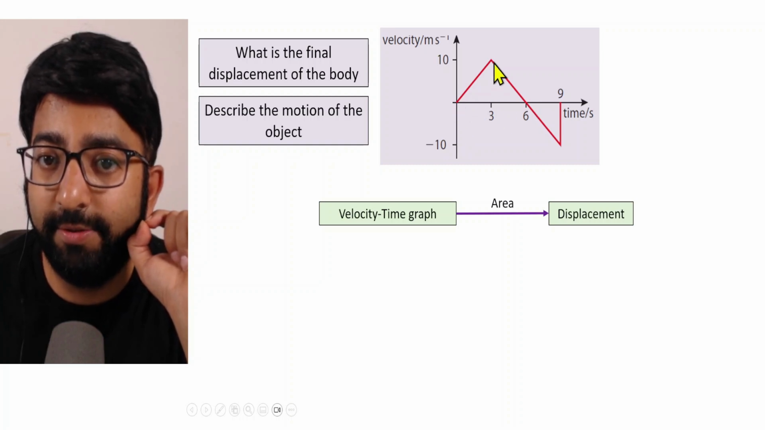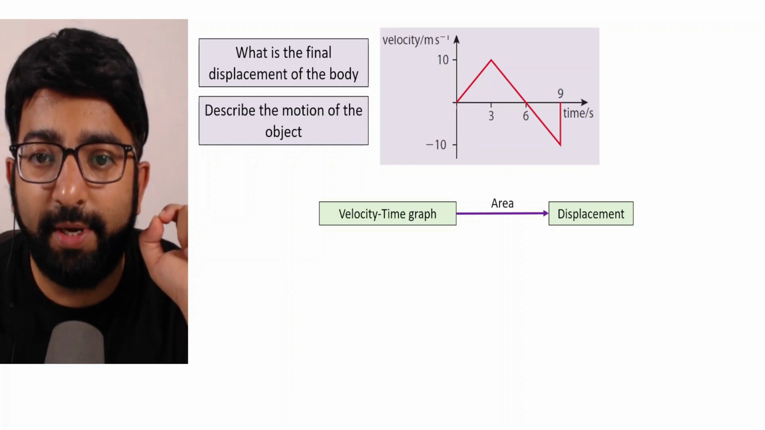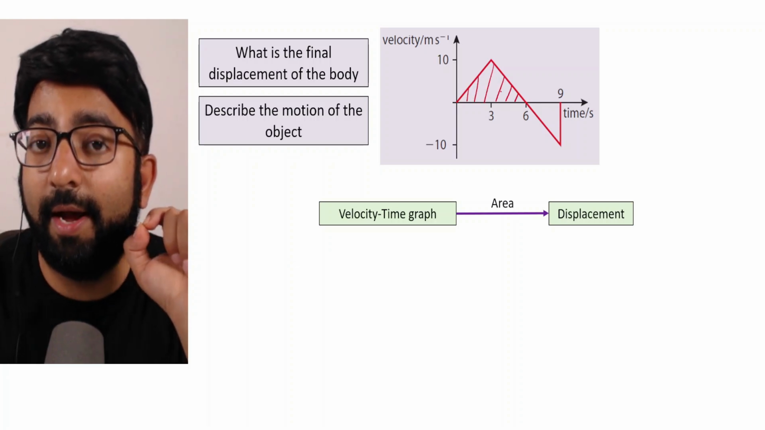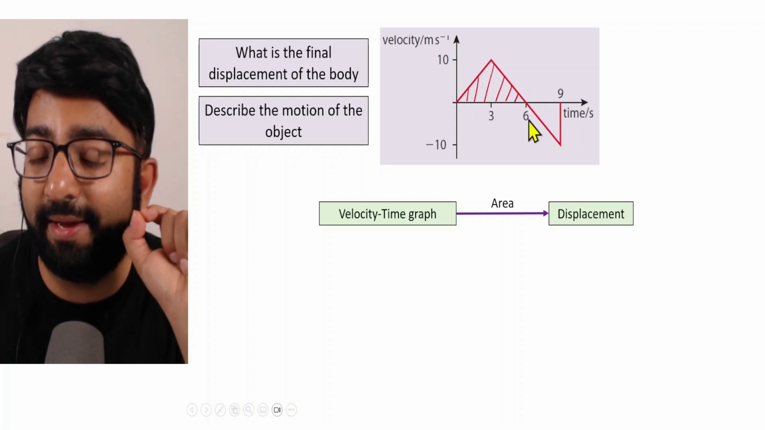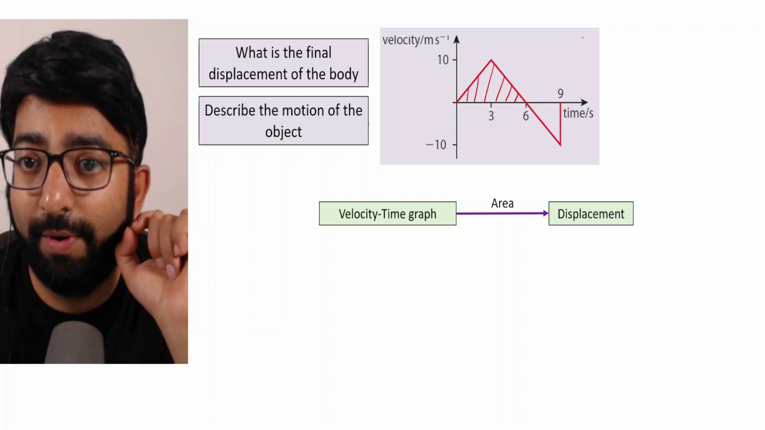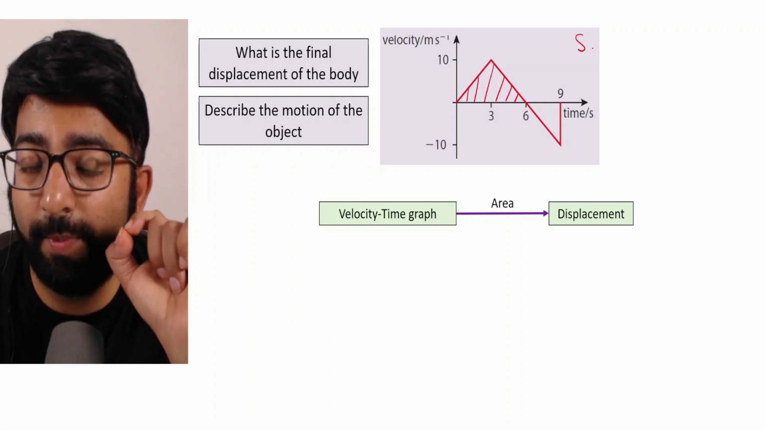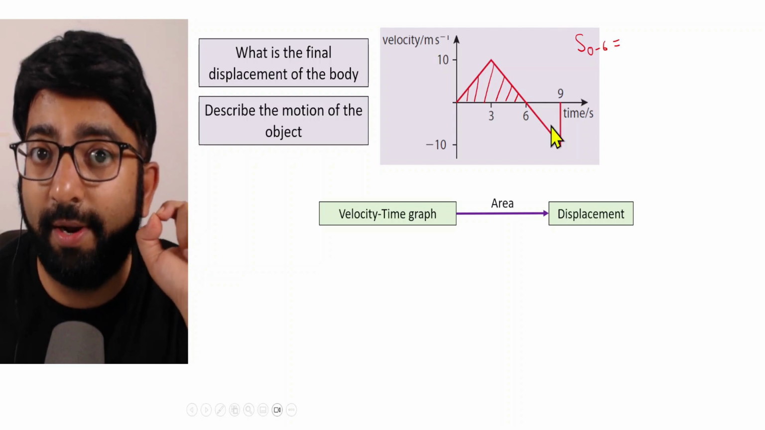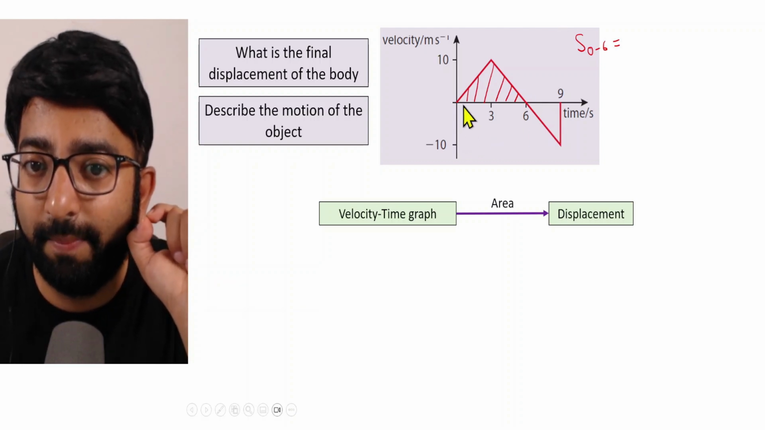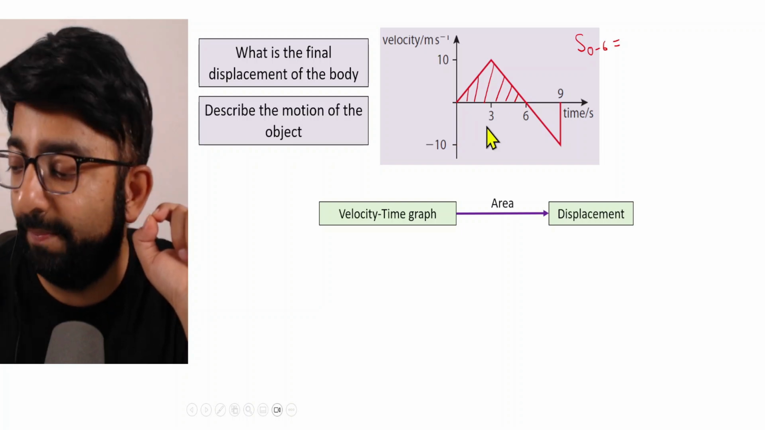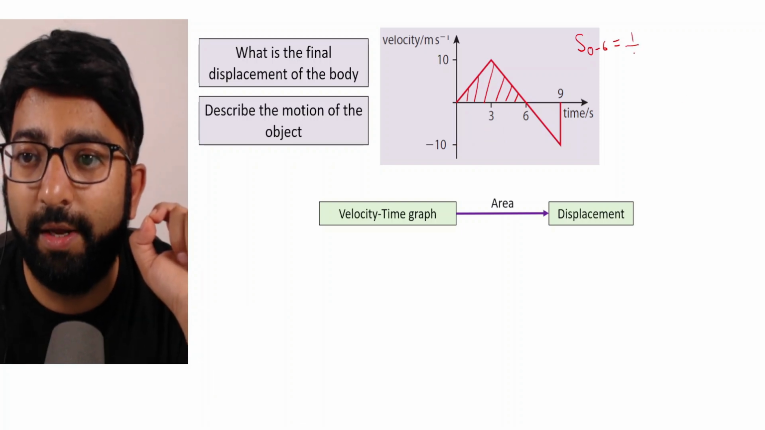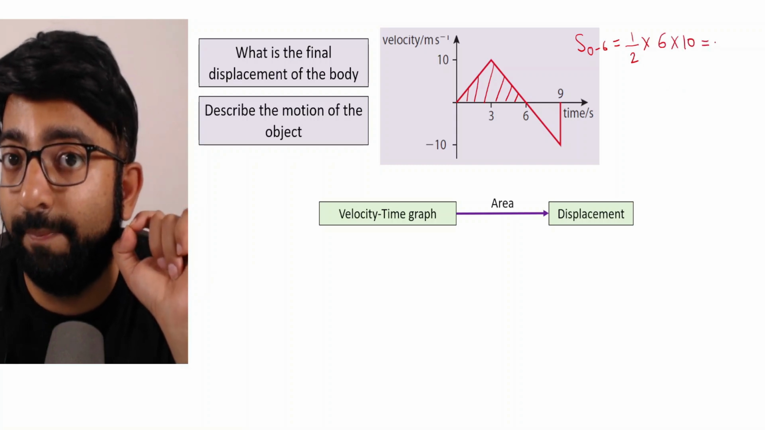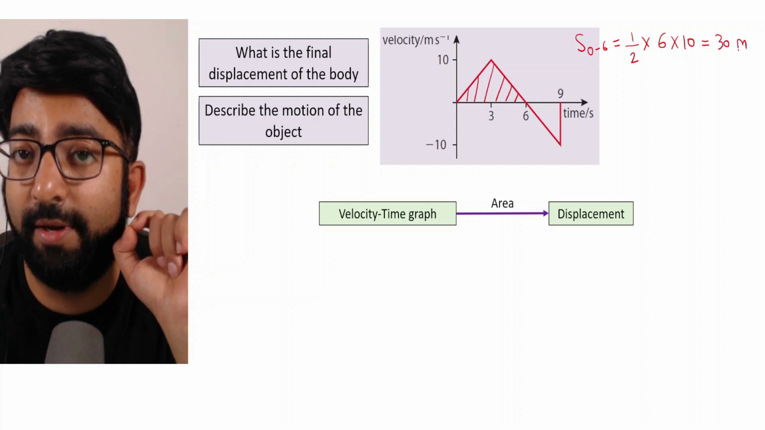From 0 to 6 seconds, consider this triangle. Let me shade this entire region. This entire triangle area is what we are supposed to find. That will give us the value of displacement till 6 seconds. Let's say S stands for displacement. So displacement from 0 to 6 seconds will be equal to area of this triangle, which is again half base into height. The base of this triangle is 6 and the height is 10. So the area of the triangle will be half multiplied by 6 multiplied by 10, and if we simplify this, we will get 30 meters as the answer.